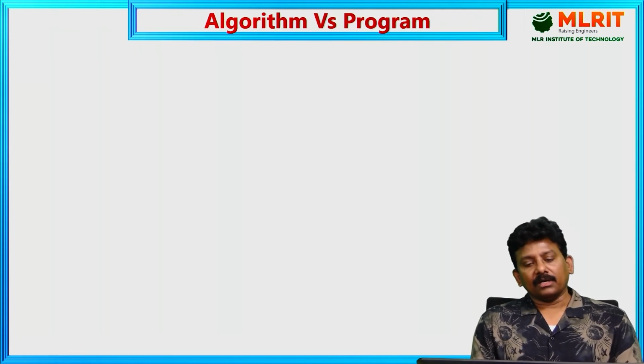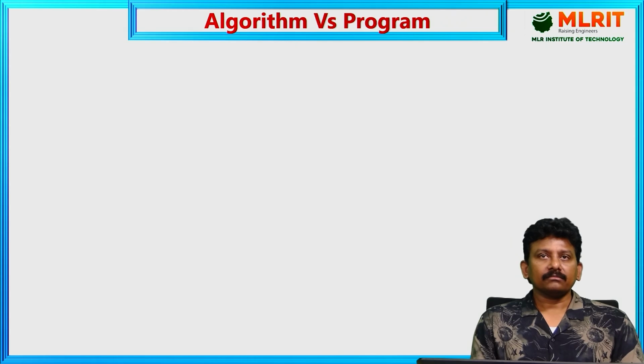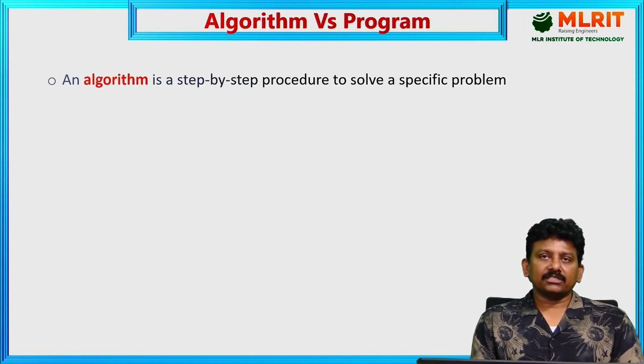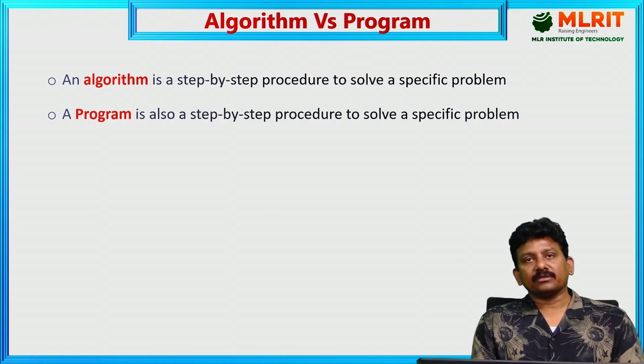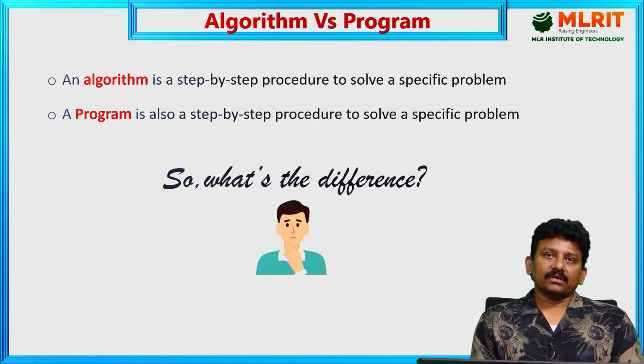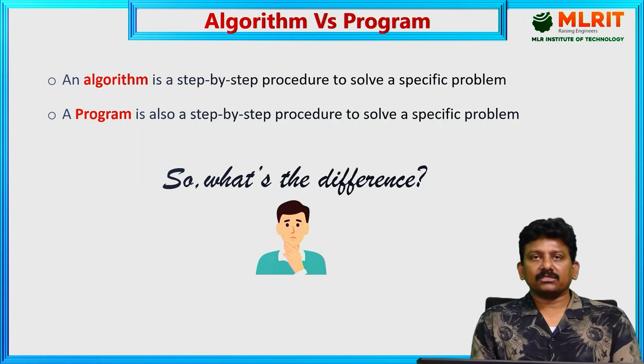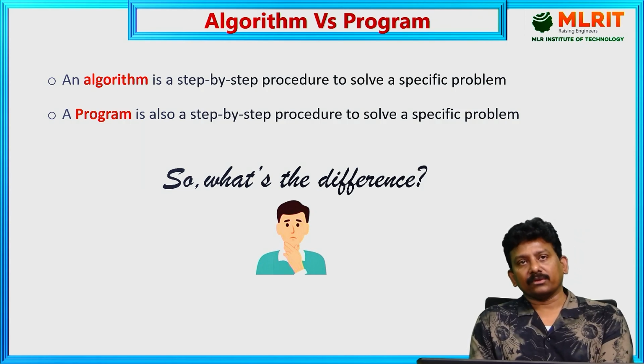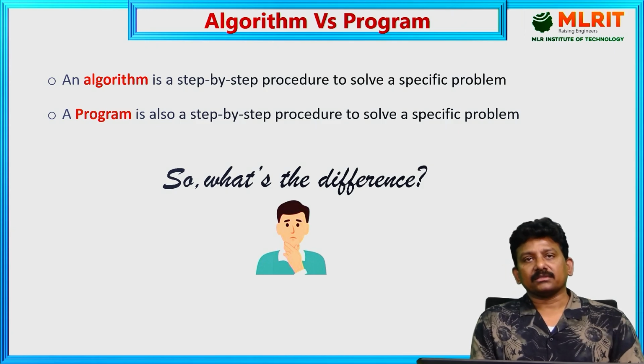Next, algorithm versus program. The distinction between algorithm and program. An algorithm is a step-by-step procedure to solve a specific problem. What is a program? A program is also a step-by-step procedure to solve a specific problem. So what is the difference? Almost the same. The algorithm and program statements are the same. So what is the difference? We will see the difference.